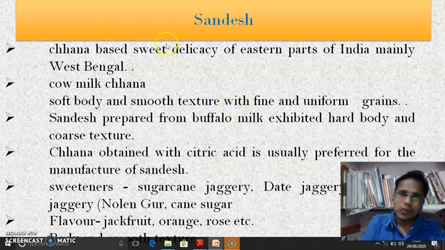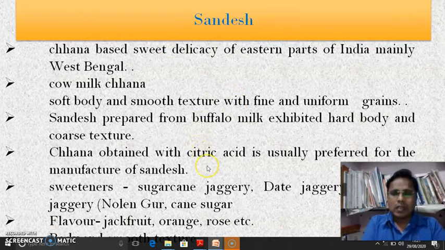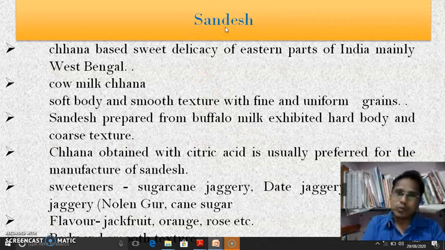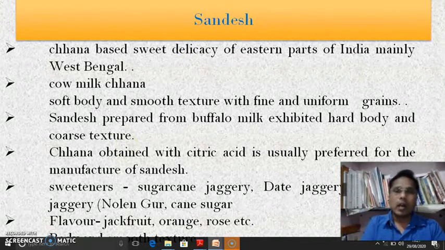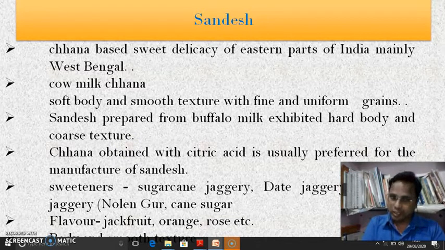So cow milk channa is generally used for the preparation of sandesh. The channa which is obtained by citric acid, only that kind of channa is used for the preparation of sandesh. Sweeteners like sugarcane jaggery, date jaggery, palm jaggery, nolen gur, or cane sugar are used in the sandesh. Whereas if manufacturers are adding flavor to the final product, jackfruit flavor, orange flavor, or rose flavor are used as a flavoring agent.